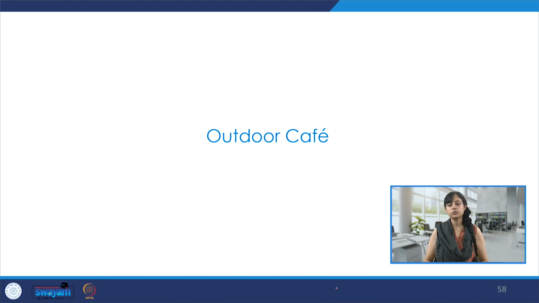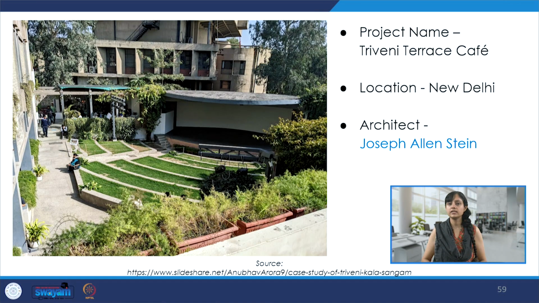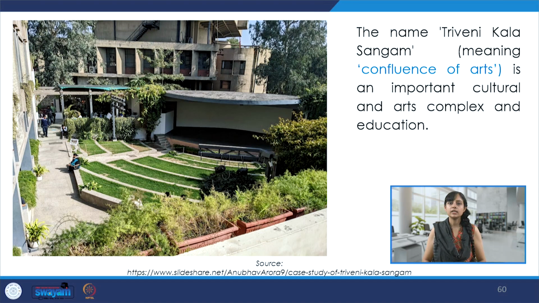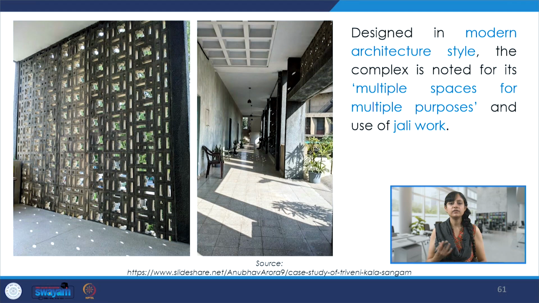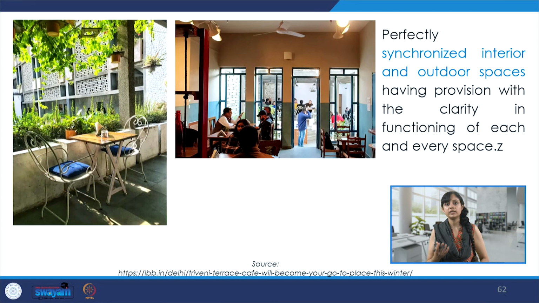Then there is this outdoor cafe. This is Triveni Terrace Cafe. It's one of my favorite projects. This is in New Delhi. This is designed by Stein, a very famous architect, and it's actually a part of Triveni Kala Sangam, where lots of cultural events happen and exhibitions are put up. It's a very, very interesting space, modern architecture style, use of interesting jali patterns, very interesting play of light and shadow. And this cafeteria specifically is very interesting.